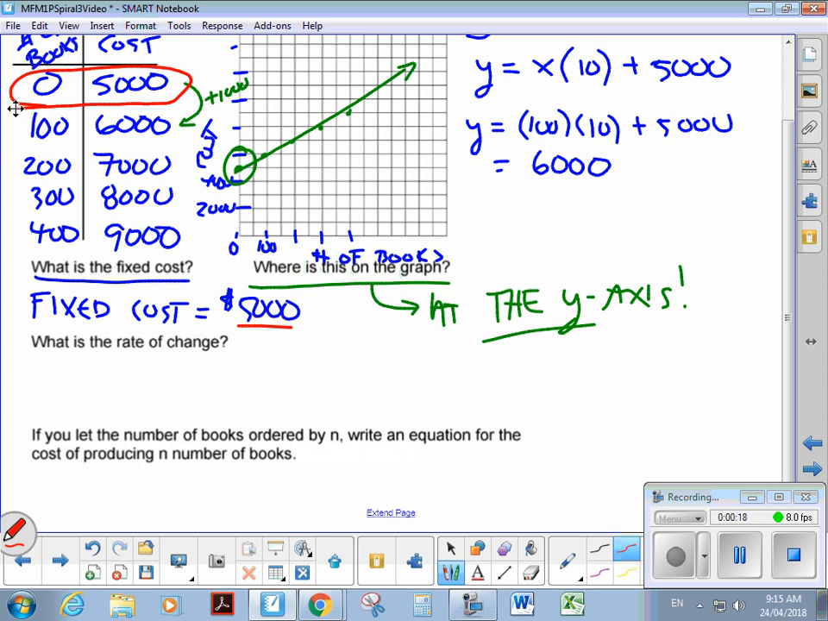Where is the line on the graph? It strikes the y-axis. So there's 5,000 on the y-axis. So if it's graphical, you just look at the graph. Where does it hit the y-axis? That's your fixed cost. Next question is, what is the rate of change?